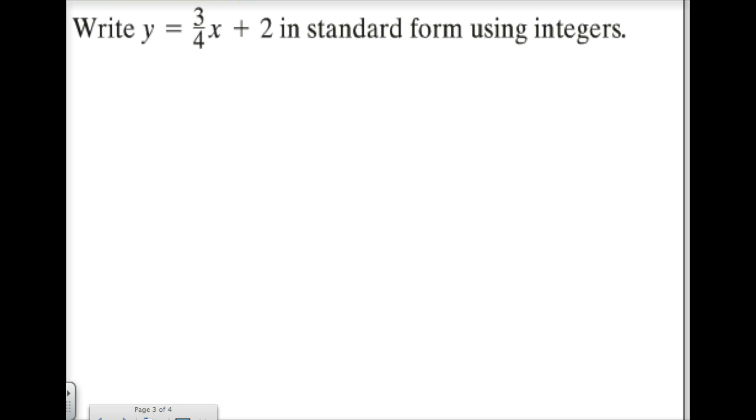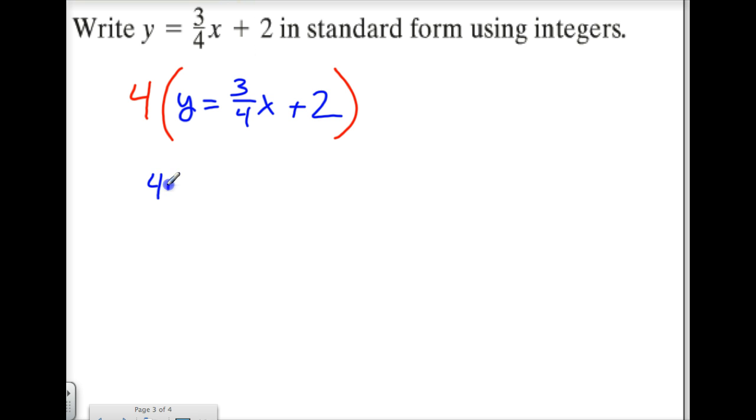Let's try it again. Using that same technique, okay, again, we are given slope-intercept form. We are going to look at multiplying to get rid of any fractions. The only fraction here has a denominator of 4, so I'm going to multiply by 4 because that's what's going to get rid of that denominator. It's like dividing by that same number. So we get 4y is equal to 3x plus 8.